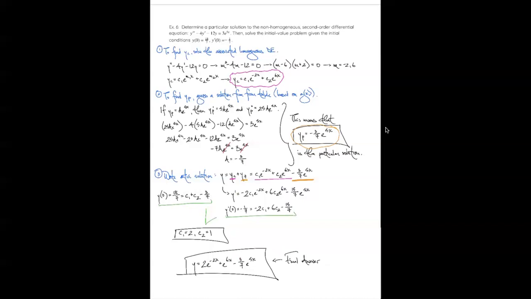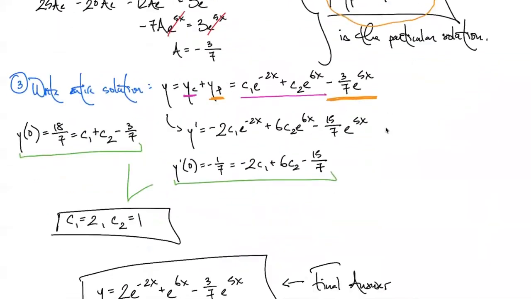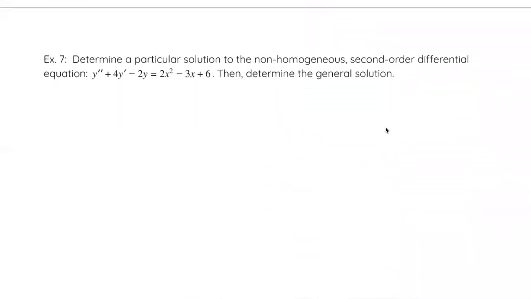All right, so let's try another one. Okay. So in this case, it says, determine a particular solution to the non-homogeneous second order differential equation: y double prime plus 4y prime minus 2y equals 2x squared minus 3x plus 6. Then determine the general solution.